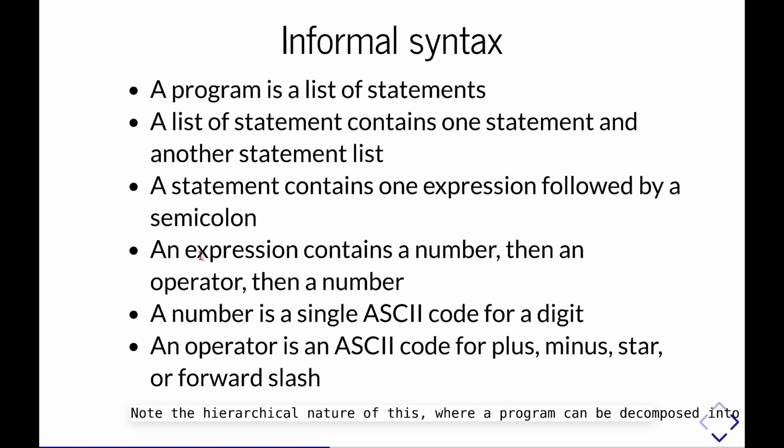An expression contains a number, and then an operator, and then a number. A number, this is where we get to our actual representation in the input, is a single ASCII code for a digit, so we're only going to allow single character, single digit numbers. And an operator is an ASCII code for one of these 4 symbols. So I say that because ASCII has no notion of what division is. We could use any symbol we want for division. We could use the plus symbol and then translate it into division. There's nothing intrinsic about the ASCII code as it relates to the meaning that we want for our input.